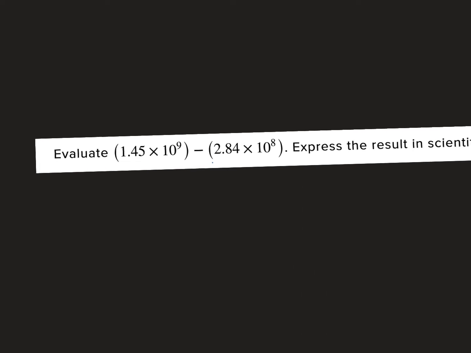First things first, the equation that you were trying to solve is, pay attention to that symbol. It is not multiplying or dividing. It is subtracting. Okay? Think of it like actual decimals. 1.5 times 10 to the 9th power minus 2.84 times 10 to the 8th power, resulting in scientific notation.